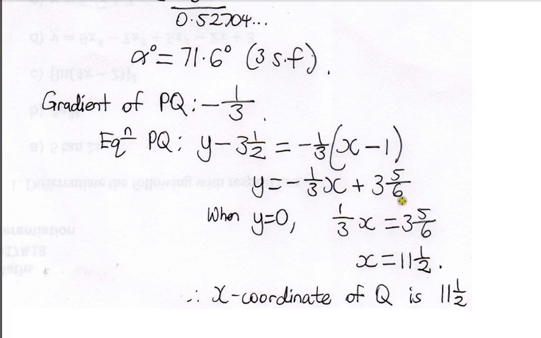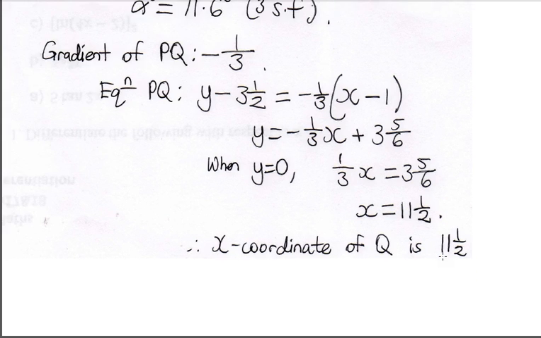So simplifying it, we get the equation of the line PQ, and substituting y equals 0 because we want to find the x-intercept, we have 1 over 3 x equals 3 and 5 over 6. Simplifying it, we get the value of the x-intercept to be 11.5. Hence, the x-coordinate of Q is 11.5.